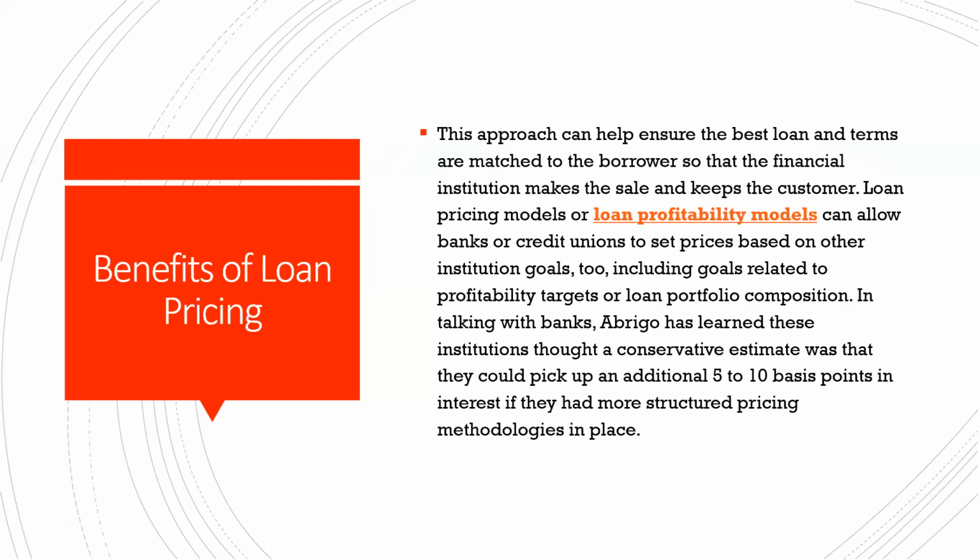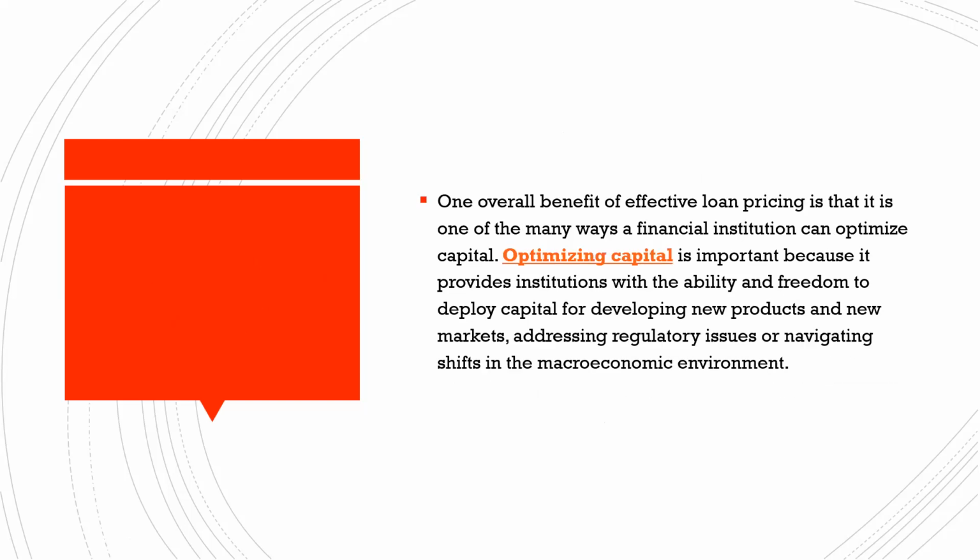So what is the benefit of loan pricing? The first is this approach can help you to ensure the best loan, with loan terms matched to the borrower. Whatever the borrower wants and whatever the lender wants to give, there should be a good matching, and it makes the sale and keeps the customer. Loan pricing models are also called loan profitability models. They allow a bank or credit union to set prices based on the institution's goals, including goals related to profitability targets. As I already mentioned, if someone is taking a risk, then he or she should be compensated for that risk.